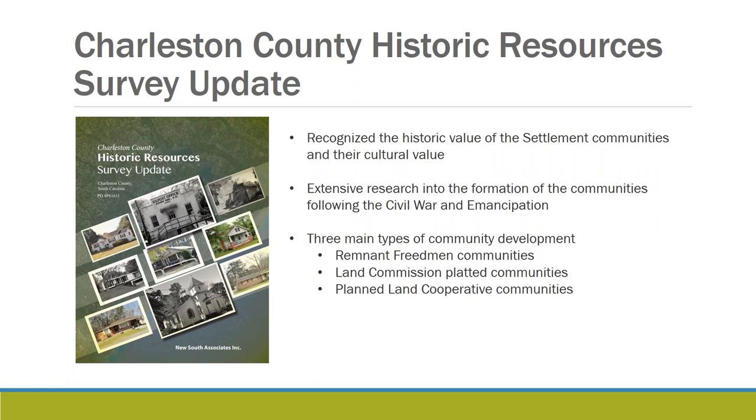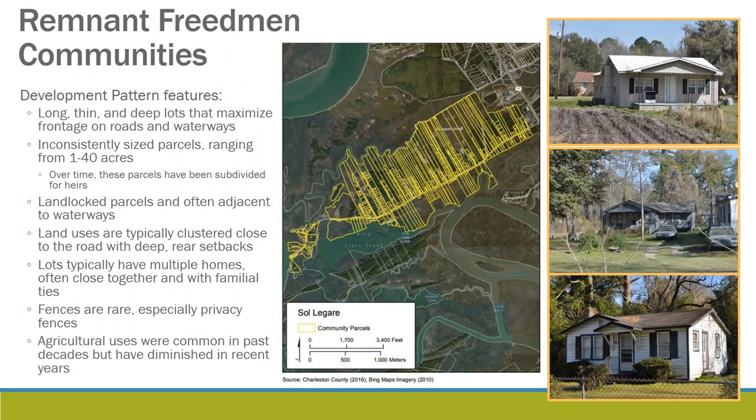And the consultant that we hired, New South Associates, did an amazing job of researching these communities and really finding out more about how they had settled over time, highlighting the different development patterns and the architectural styles. And so in looking more closely at the different types of settlement communities, it became evident that there were three main types in Charleston County. And we're going to talk about those. There's the remnant freedmen communities, land commission platted communities, and planned land cooperative communities.